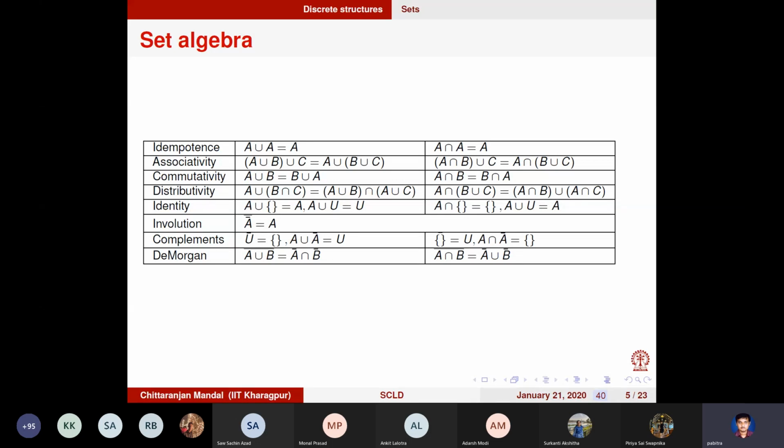So you see again, I think you have noticed one thing: the rules I have written down in the first column and the rules I have written down in the second column are just duals of each other. If you interchange the union with intersection, you get one rule from the other rule. They are duals of each other.